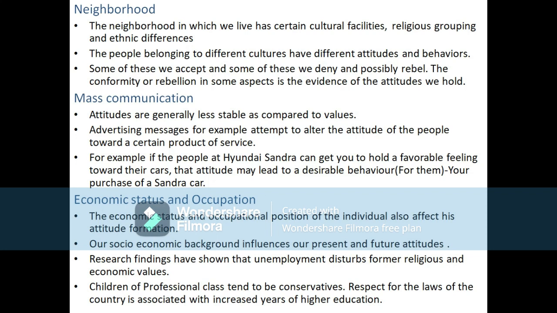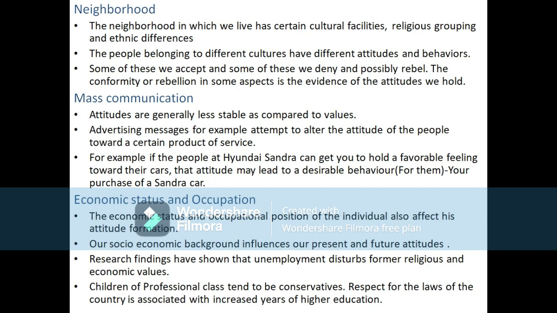Next, mass communication. Attitudes are generally less stable as compared to values. As I said before, attitudes are stable, generally they will not be changed frequently or consistently, but when compared to values, attitudes are less stable. Advertising messages, for example, attempt to alter the attitude of people towards a certain product or service. Organizations try to attract consumers by advertising. Repetitive advertising may affect people's attitude. By showing the same advertisement with positive messages, people definitely develop some attitude regarding that advertisement.